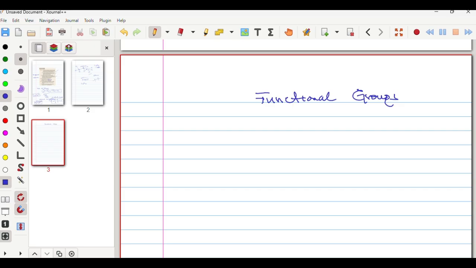If they ask you to define a functional group very fast, what will you say? Anybody?